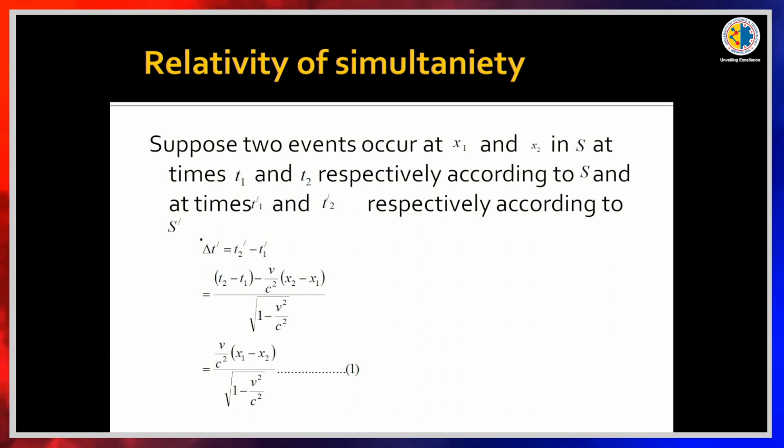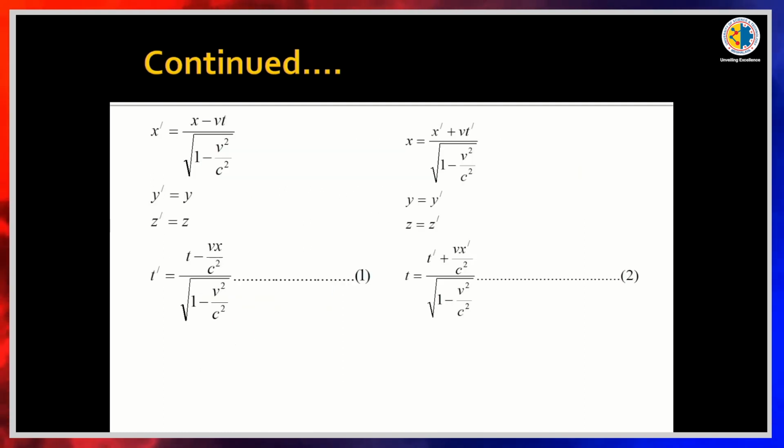So, delta T dash represents the time difference. Delta T dash is equal to T2 dash minus T1 dash, the difference between the two times observed by the observer in the S dash frame. Now, we know that in the Lorentz transformation equation, the time part is T dash equal to (T minus Vx by c square) whole divided by root over 1 minus V square by c square.